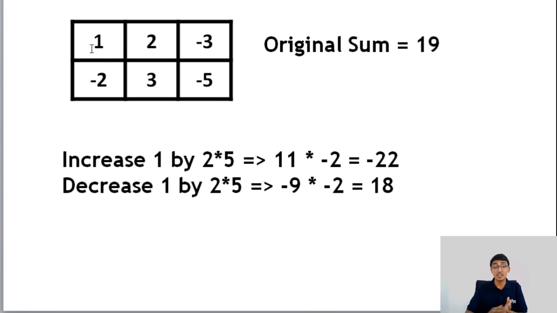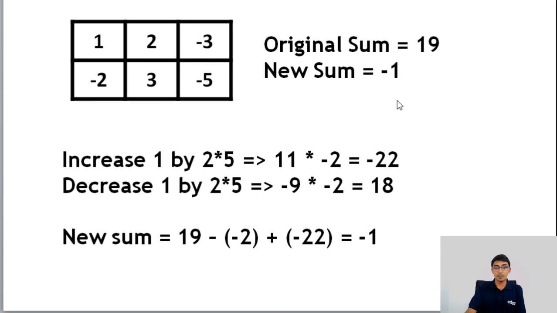Okay, coming back. So what we have over here is, we said we are going to attack 1. You can either increase it by 10, that is 5 times increasing by 2, or decrease it by 10, that is 5 times decreasing by 2. If we increase it by 10, it will become 11 into -2, which is -22. And if we decrease it by 10, then it will become -9 into -2, which is 18. Because of this, the new sum will become -1.